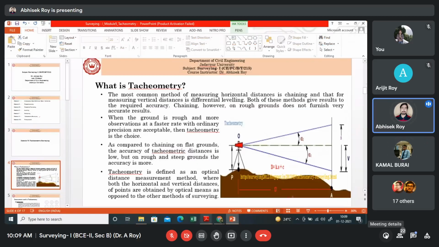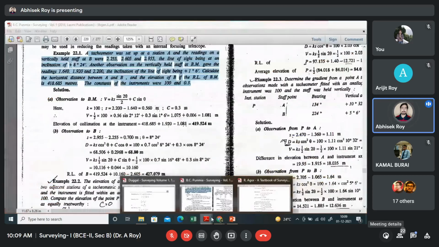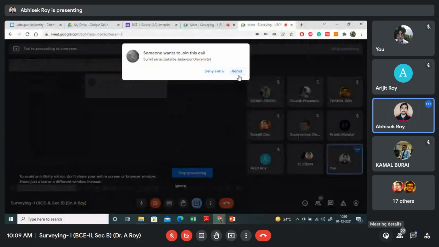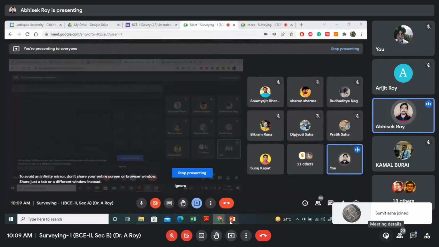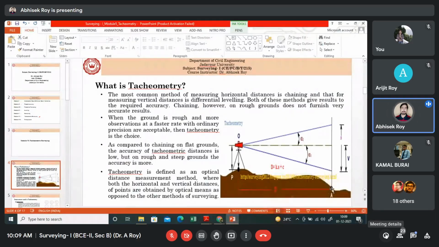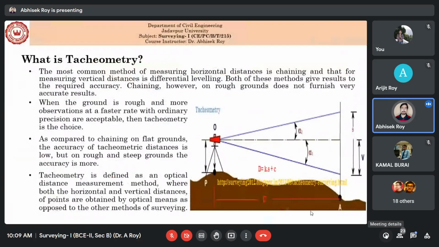Leveling. Right. So we have mainly learned chain surveying and leveling for horizontal and vertical distance measurements, right? And both of them are quite accurate in measuring horizontal and vertical distance.